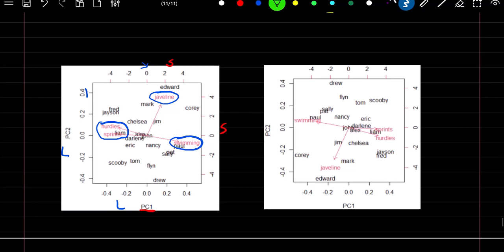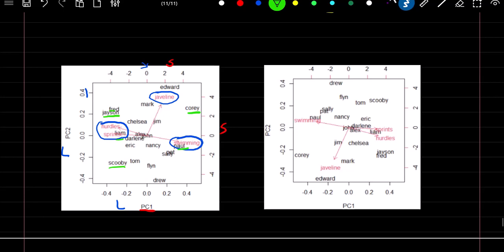And now we can examine our scores. So for our scores, we want to see where they fall with respect to our principal components, just like we did for our load-ins. So if you notice, Jason, Fred, Liam, and Scooby all fall very far to the left of our first principal component. So we can say that these 4 people are good at hurdles and sprints, but they're bad at swimming. Meanwhile, on the right side of our plot, our high values for principal component 1, we can see that Corey and Paul are very good at swimming, but they're bad at hurdles and sprints.